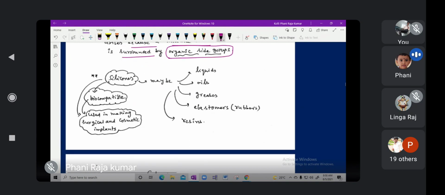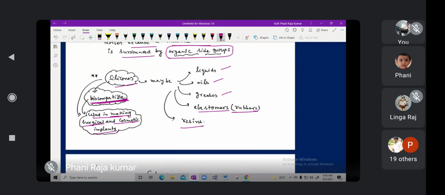These silicones come in different varieties: liquids, oils, greases, rubbers, elastomers, resins, so many. Industrially, silicones are one of the very important compounds. One more advantage is that these are all biocompatible also. That's why they are very useful in medicine. By using these silicones, we are preparing a number of surgical and cosmetic implants, because of their biocompatible nature.